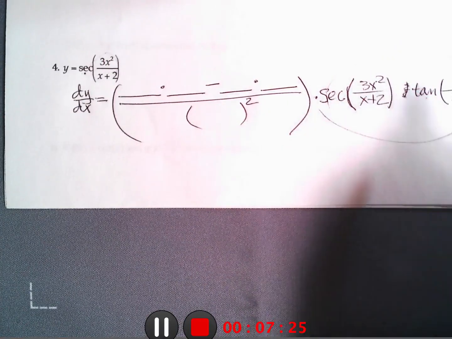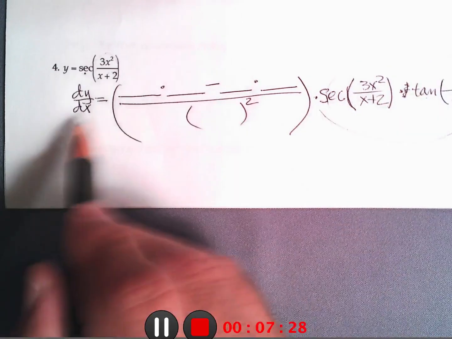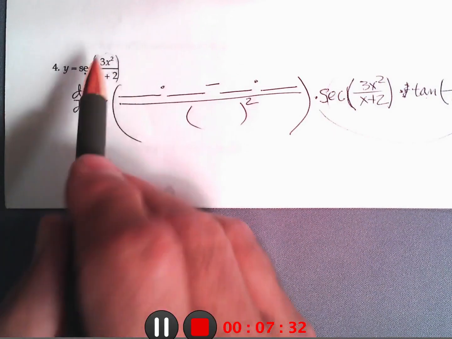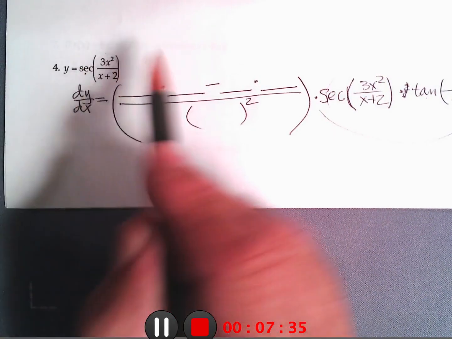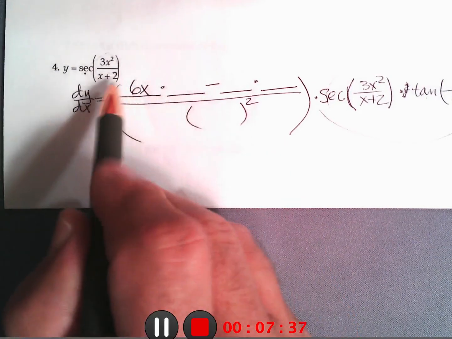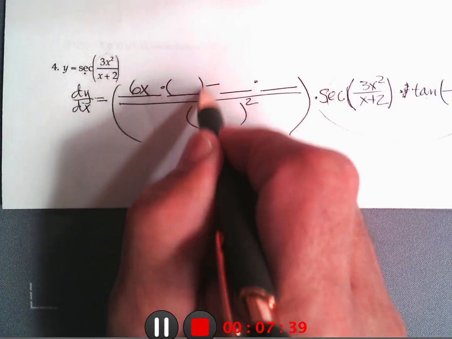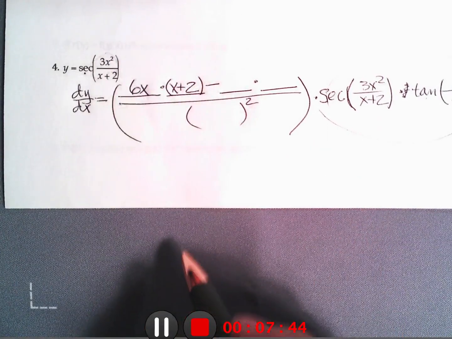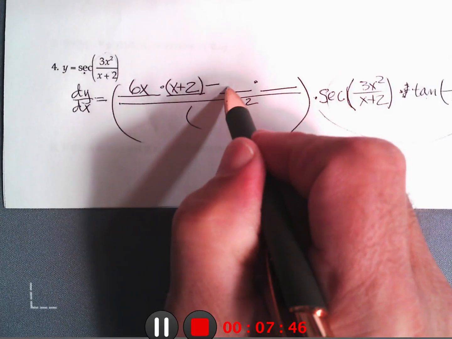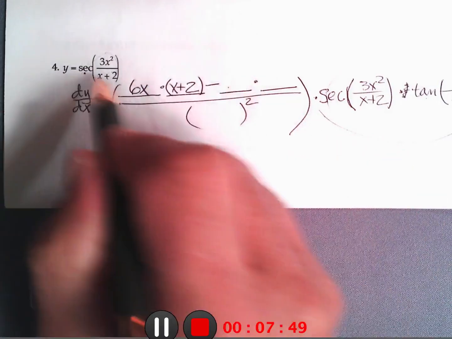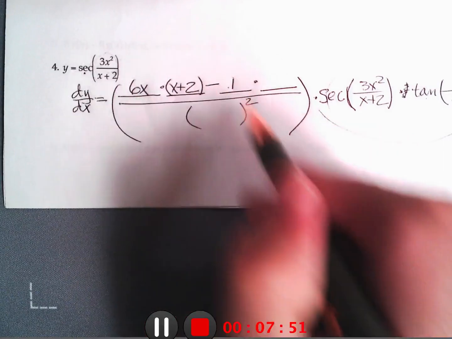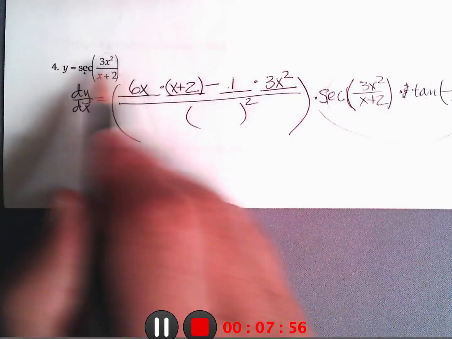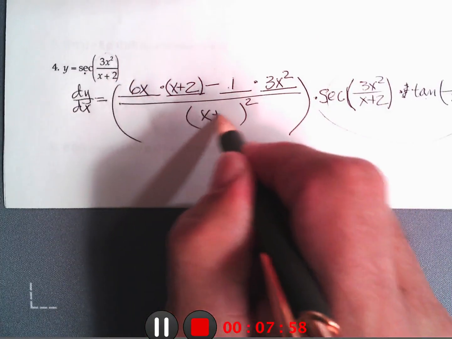And this is times. But we still have to do the derivative of the inside, which is the derivative of the numerator times the denominator. It's got a sum, so I'm putting parentheses. And then the derivative of the denominator, derivative of x plus 2 is just 1, times the numerator over the denominator squared.